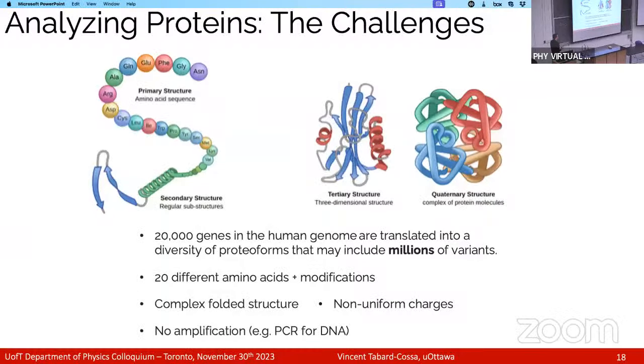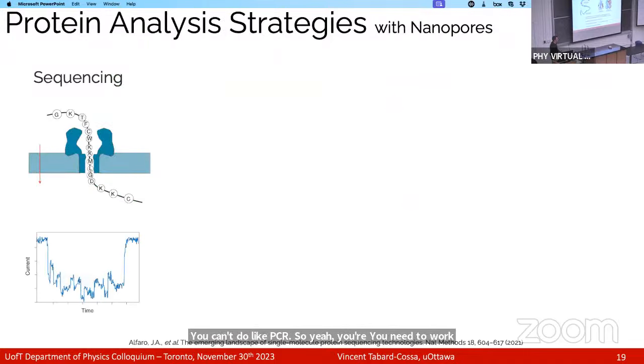Polymers has to be revisited compared to when you were dealing with DNA. And this is true for all technologies, but there's no tricks of amplifying proteins like there is for DNA, for example. You can't do PCR. So yeah, you need to work with the samples that you're given. You cannot amplify it.